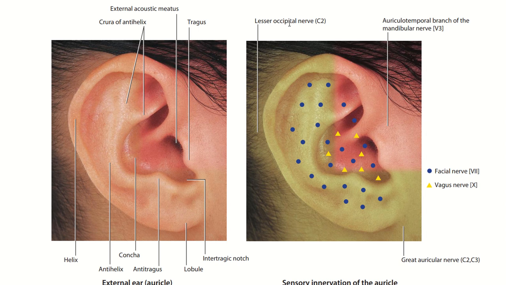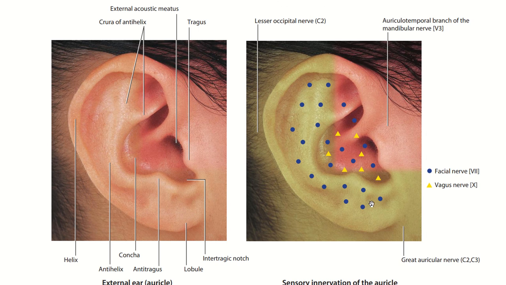One, the lesser occipital nerve, coming from the ventral rami of C2 and receiving some contribution from C3. Two, the greater auricular nerve, coming from the ventral rami of C2 and C3, which is the largest ascending branch of your cervical plexus. Three, you're going to have your auriculotemporal nerve, which is a branch from the posterior division of your mandibular nerve. That will give cutaneous innervation also to the anterior aspect of the pinna.